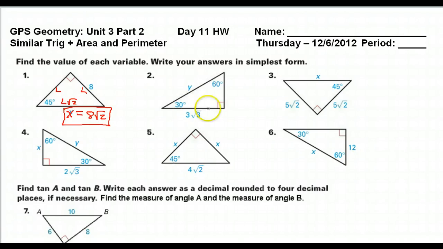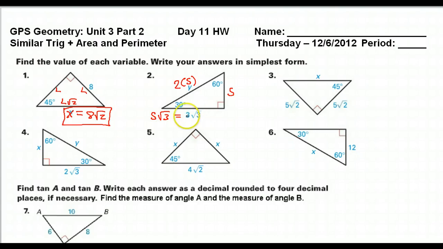All right, number two, the pattern for a 30-60-90 triangle goes like this. It goes short, I'll just use S for the short leg, and the hypotenuse is 2 times the short leg, and the long leg is equal to the short leg times radical 3. So the short leg times radical 3 is going to equal this long leg.